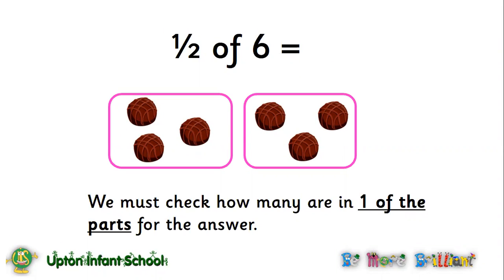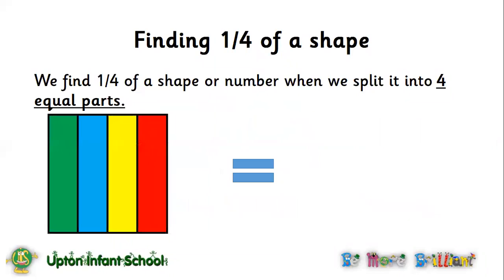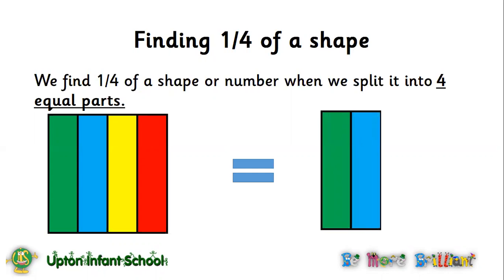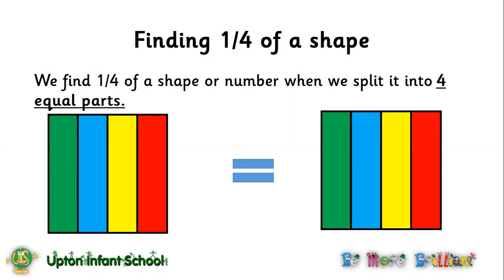Now it says here we must check how many are in just one of the parts to find out the answer. So I'm going to look in one of my boxes, and I've definitely got 3 in there. So 1/2 of 6 is 3. Now it's exactly the same for when we are finding a quarter of a shape, but we now have to split it into 4 equal parts. So I've got my square there and I've split it into 4 equal parts, which means they're exactly the same size, but I've got 4 of them now rather than 2 for a half. So there's number 1, 2, 3 and 4.